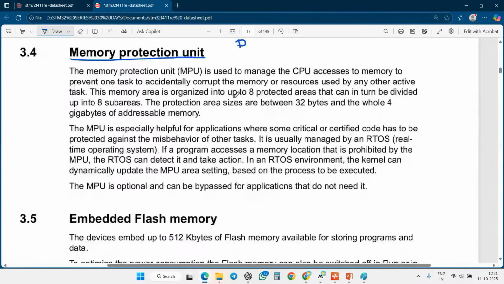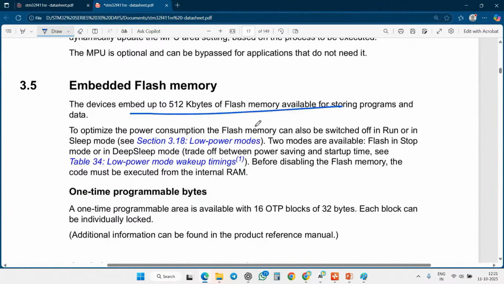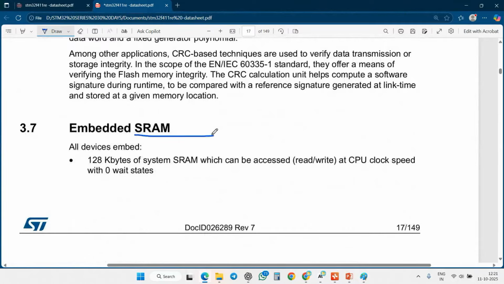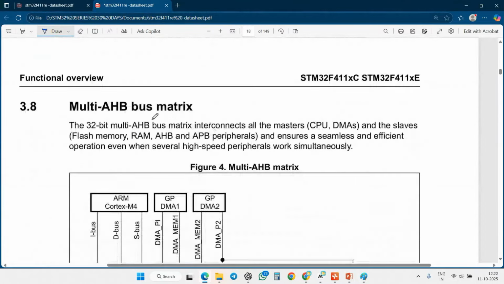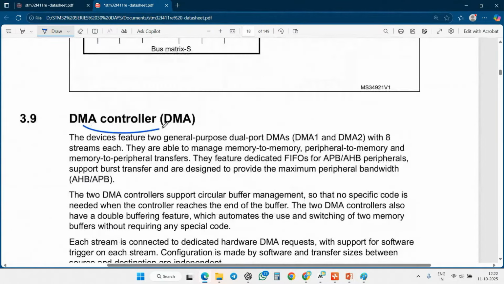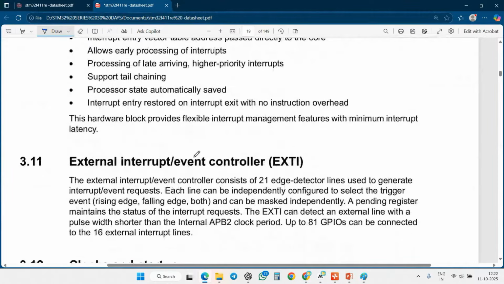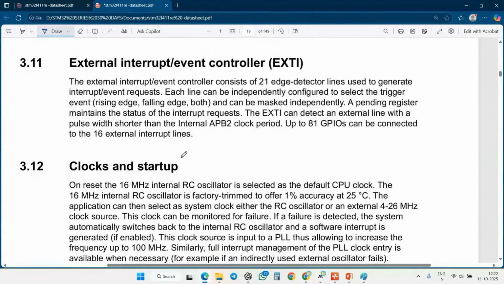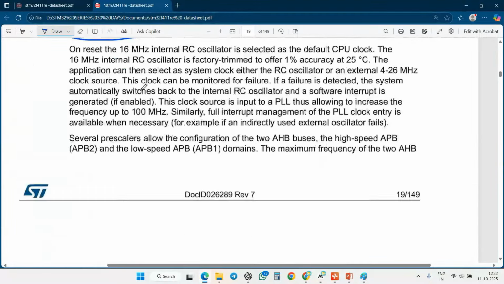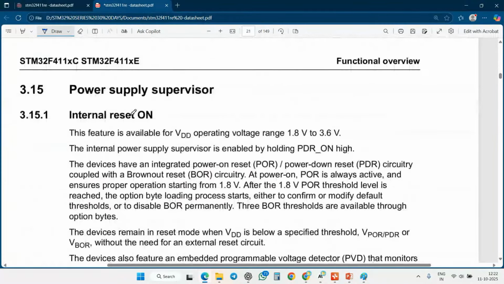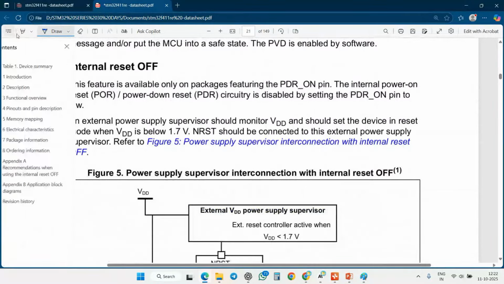Okay, so we have a flash memory which is going to store your complete data, and the cyclic redundancy check and the SRAM. And we have studied what DMA is. We have studied NVIC and all, and the clocks and the power supply schemes. So everything we have discussed.